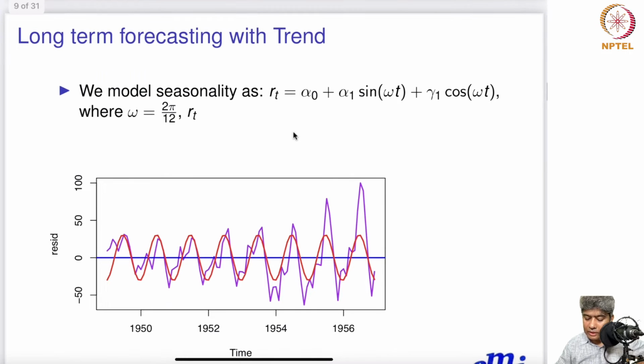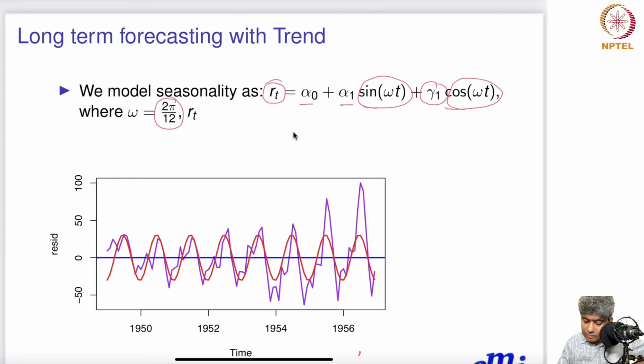Now we have to model the seasonality. So how do we model seasonality? We can model the residual Rt as a function of alpha naught plus alpha 1 sine omega t plus gamma 1 cos omega t. Now what is omega? Omega we are going to take as 2 pi by 12, since we have a year.